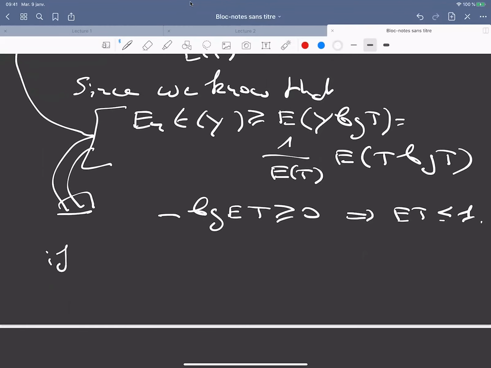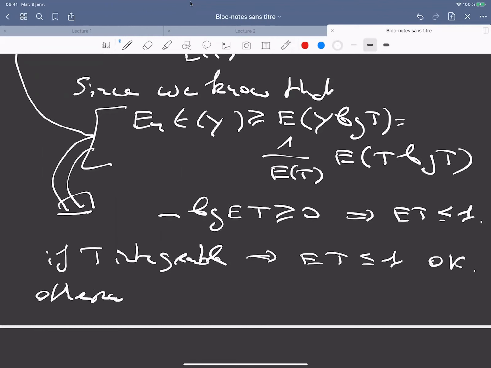So if t is integrable, we've got that the expectation of t is less than 1, and it's okay. Otherwise, you do exactly the same thing, but with a truncation. You consider t infimum with n and make n go to infinity. I do not give you the details here because the details are given in the notes, so it's better that you look at it in the notes. The essence of the proof is exactly what I have done. Okay?